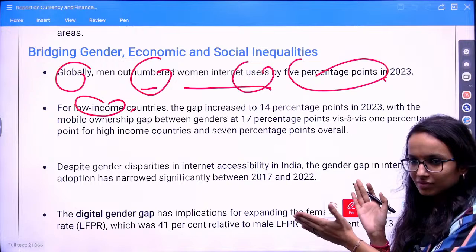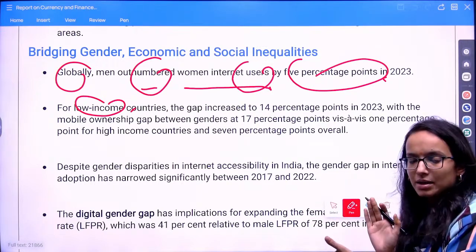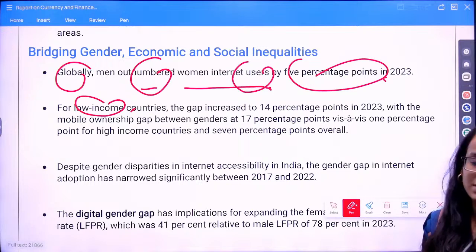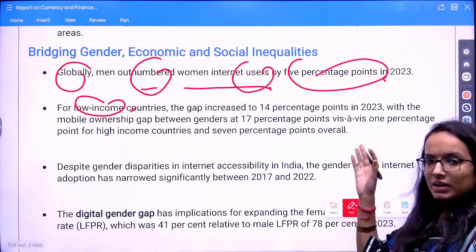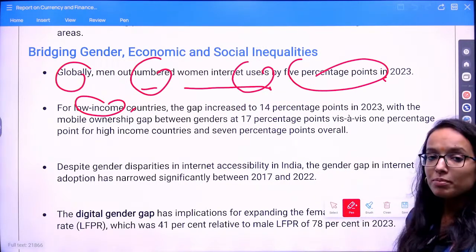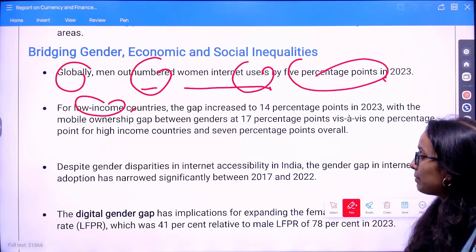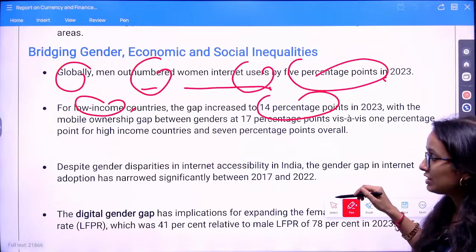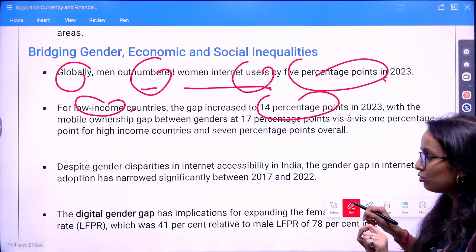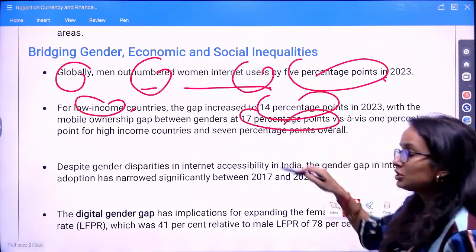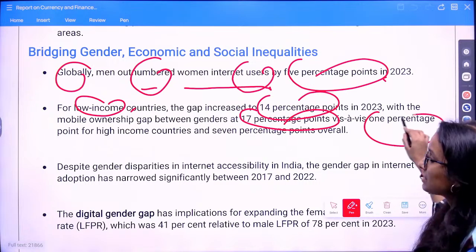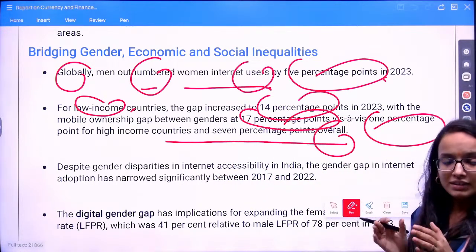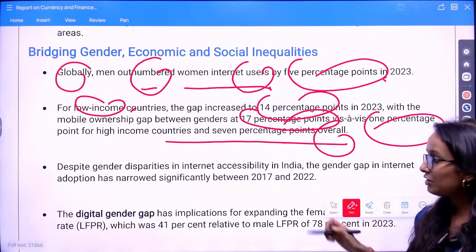So there is a gap. There is a gender gap in terms of access to internet services. There is a gender gap. Okay. So globally, men have outnumbered, but if you talk about particularly the low income countries, this gap has increased to 14 percentage points in 2023. With mobile ownership gap, if you see the gender gap in mobile ownership at 17 percentage points in relation to 1 percentage point for high income countries and 7 percentage overall. Overall, this gender gap in mobile ownership is 7 percentage.